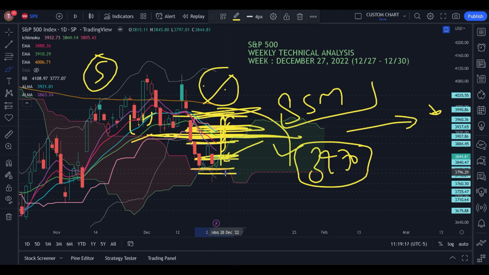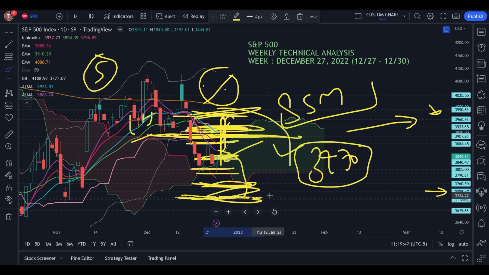Very strong. Then this is 3760. It will be able to hold 3760, just like last time, not a big deal. Below 3760, the next very strong support comes at 3710. In between 3760 and 3710 we have the zone of 3735. So the downward movement will be limited to somewhere around here.